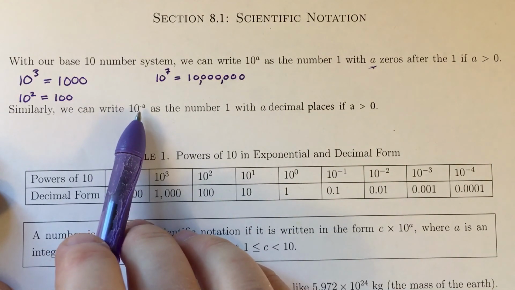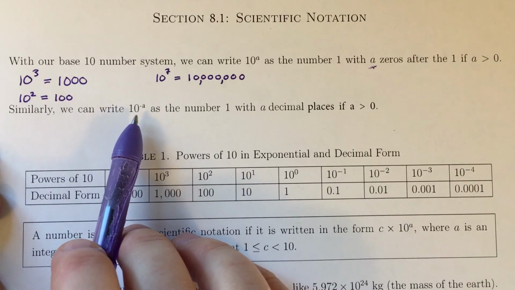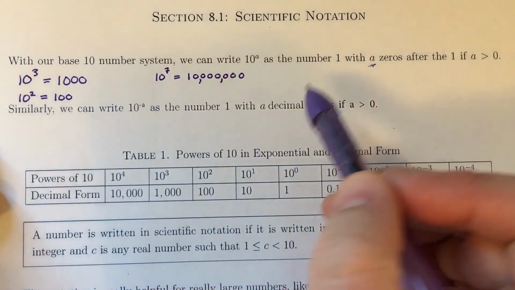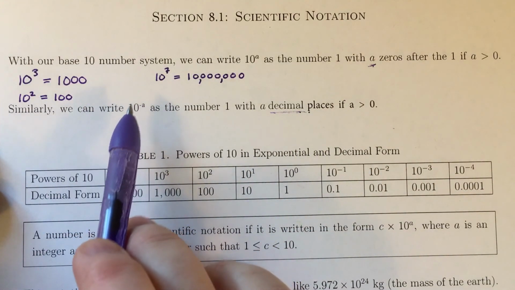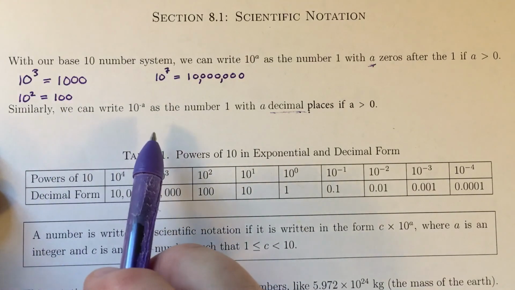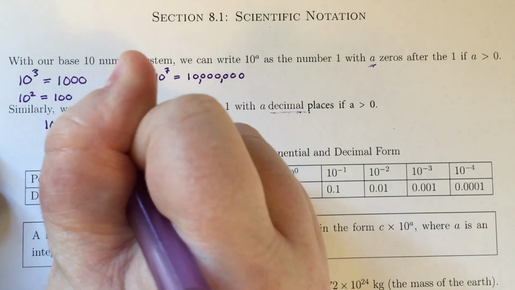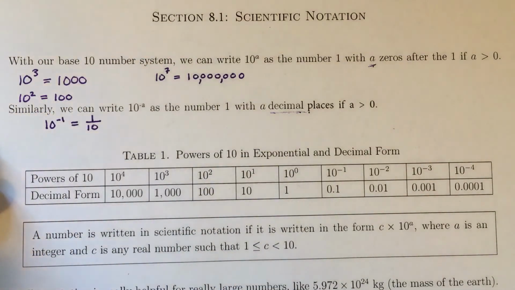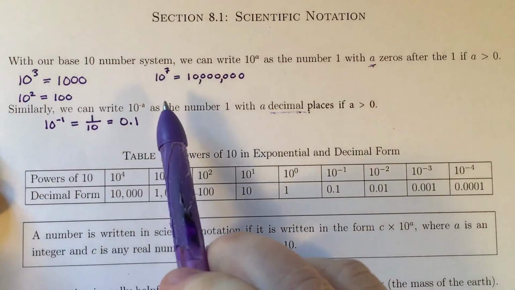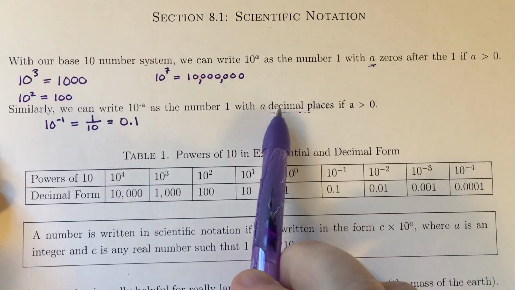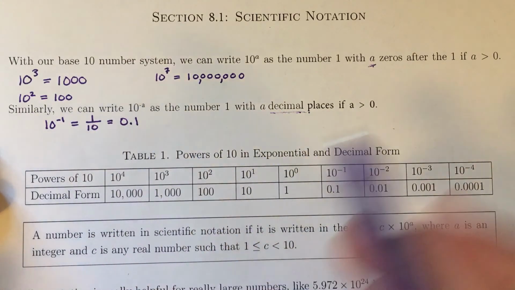Similarly, when there's a negative exponent, remember negative exponents make fractions, so in this case we would start having some decimals. So instead of adding zeros at the end, we're putting decimal places before the 1. So for example, 10 to the negative 1, the definition of a negative exponent would be that that's 1 over 10, and 1/10 is 0.1. So that's 1 decimal place. For 10 to the negative 1, we have 1 decimal place.